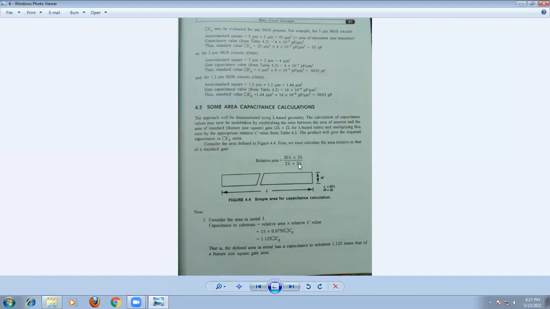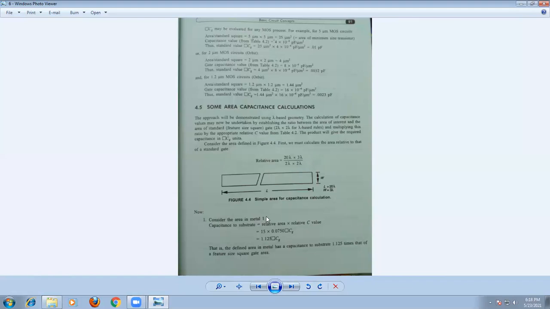The minimum size of the transistor is called the feature size. For the feature size transistor, the area is 2 lambda into 2 lambda, that is 4 lambda square, right? Remember that point. So calculate the value. You will get the relative area equal to 15.